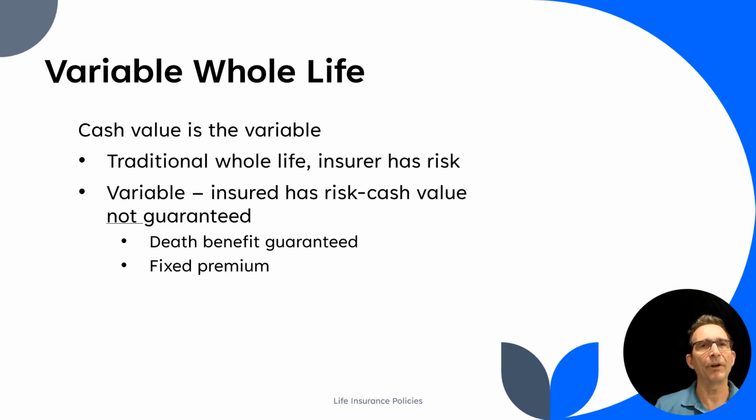In a variable whole life policy, the policy owner and the insured person has the risk because the cash value is not guaranteed. So these products will still have a death benefit that's guaranteed, and they also have a fixed premium. So those parts aren't what's variable. It is the cash value that's tied to the variable. So you might do better on this product, but again, you might do worse than a straight whole life policy.